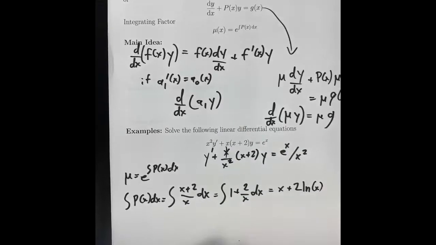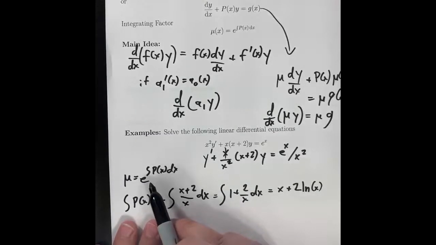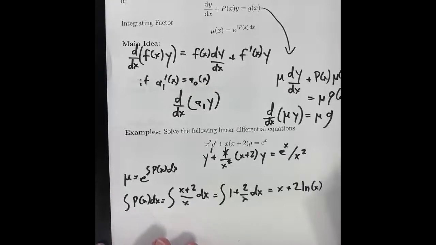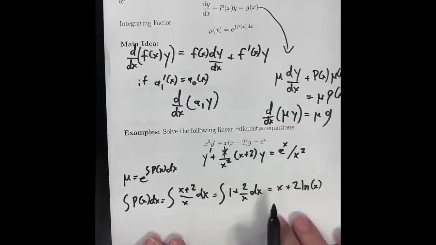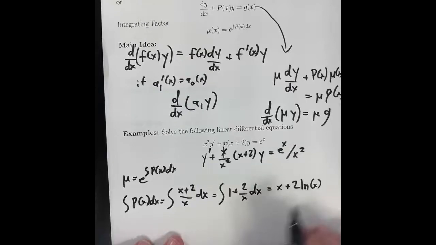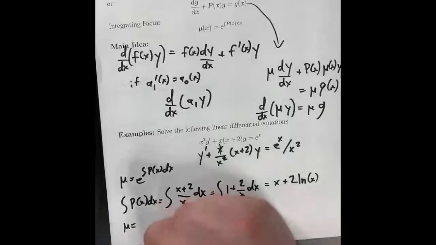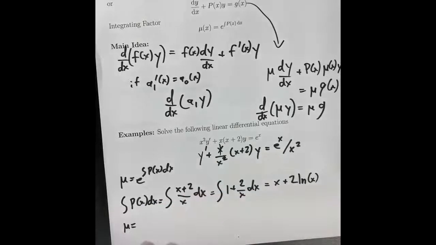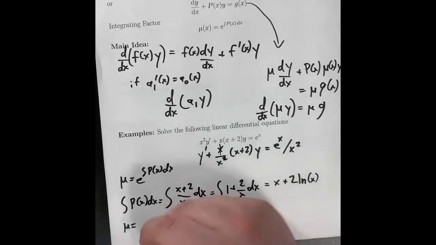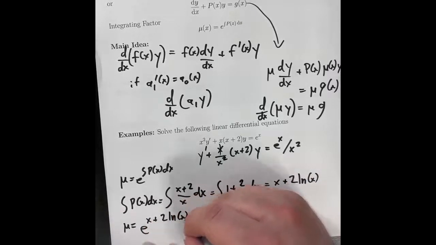And we don't need to include a plus c in this case. We're just trying to find some antiderivative of p. If you added a constant here, it wouldn't matter; it would just get canceled out at the end. So that's our antiderivative, and so our integrating factor mu is e to that. It'd be e to the x plus 2 natural log of x.